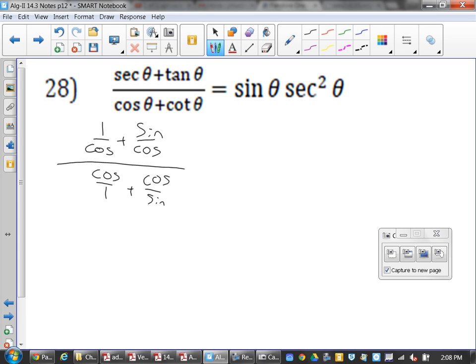What's the common denominator? Cosine. So it's 1 plus sine over cosine. The common denominator at the bottom will be sine. The fraction on the left needs what the fraction on the right has, so it's cosine times sine, plus the cosine. What do both of those have in common? Cosine, so we factor it out.